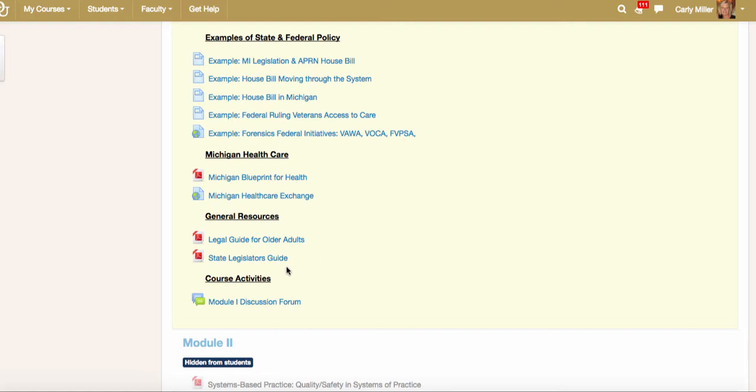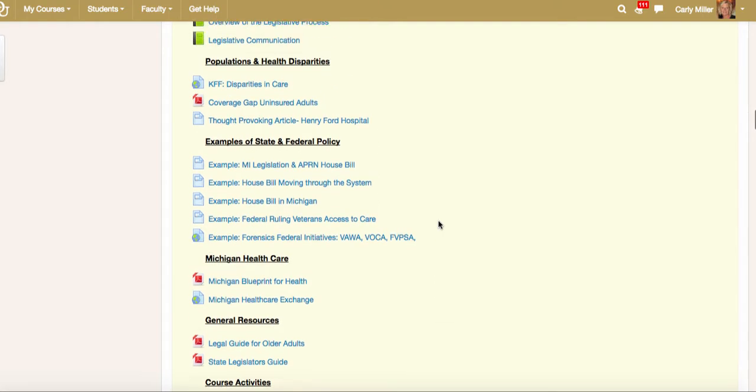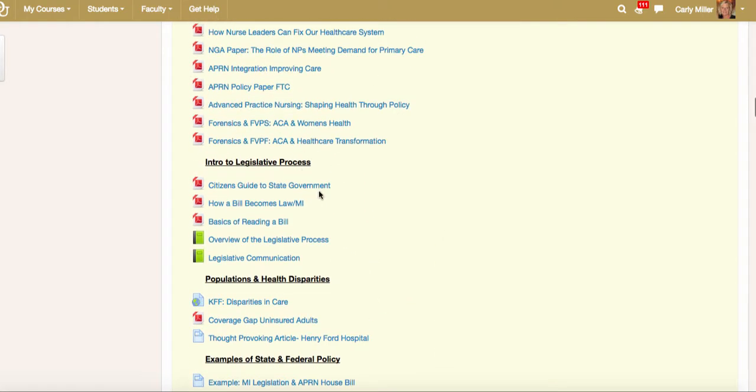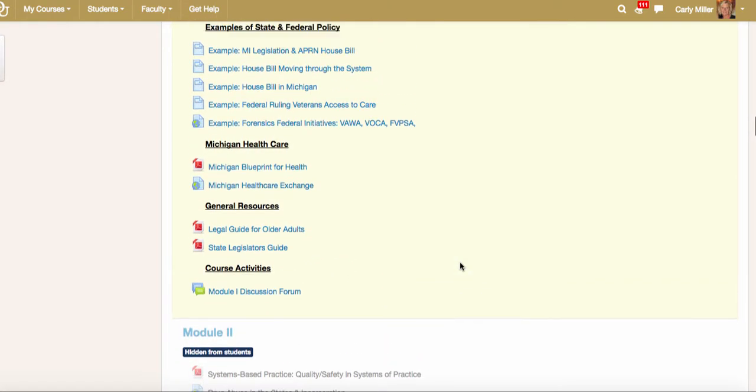Same thing with the State Legislators Guide. This is very similar to your Citizens Guide to State Government. It just gives you a general idea of how our government's set up and our legislators. So course activities, you always will find this at the bottom. That will be the assignments for the module.